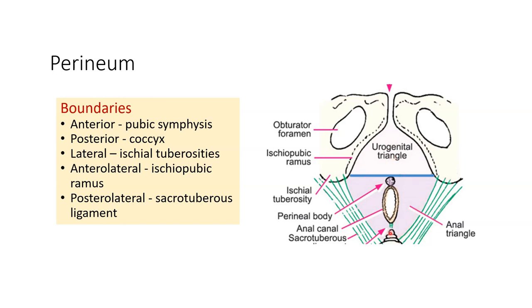And posteriorly is the anal triangle, which is bounded by the imaginary line connecting the ischial tuberosities, and then the sacrotuberous ligaments and the coccyx. It contains the opening of the anal canal. So at the junction of these two triangles, in the midline is a fibromuscular structure, the perineal body.